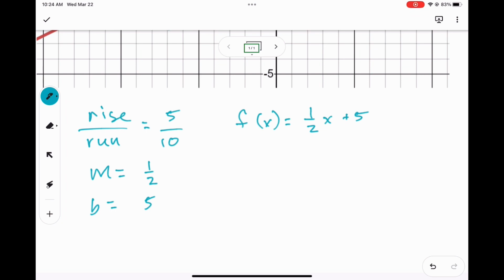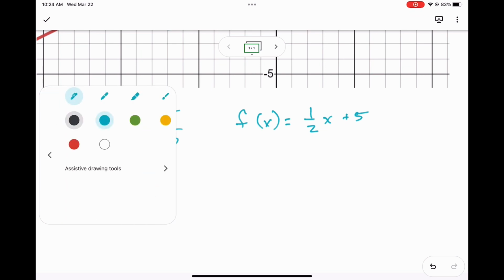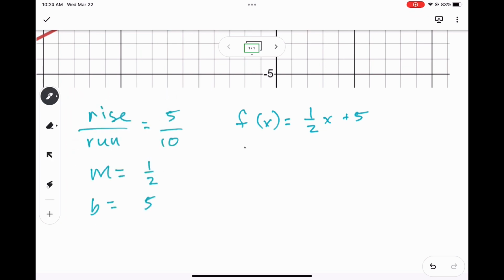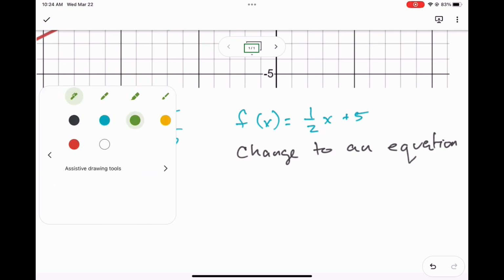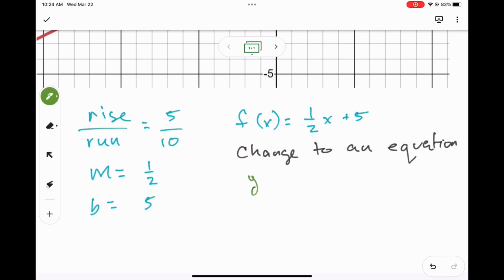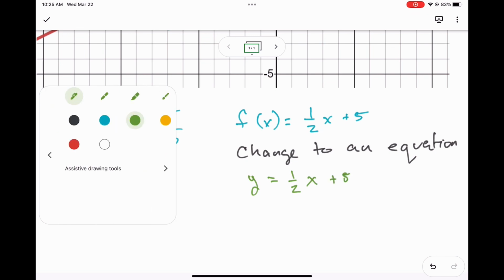In order to find the inverse, we're going to change the function to an equation, substituting y for f of x and leaving the x where it is. So changing the equation, it becomes y equals 1/2 x plus 5. Remember, you guys can pause whenever you need to.